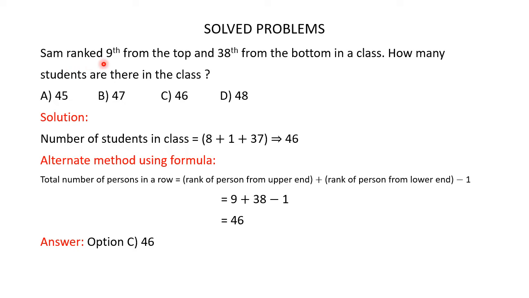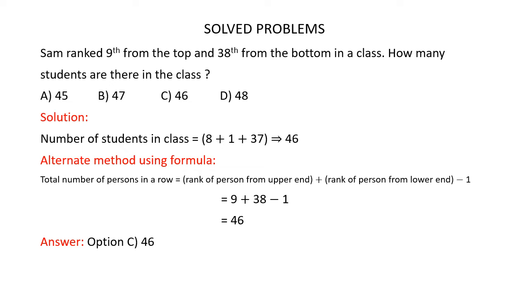Now it's given that Sam ranked 9th from the top. This means that there are 8 students who are ranked higher than Sam. It's also given that Sam ranked 38th from the bottom in the class. This means that there are 37 students who are ranked lower than Sam. So the number of students in a class is 8 plus 1 plus 37, which is 46. So total there are 46 students in the class.